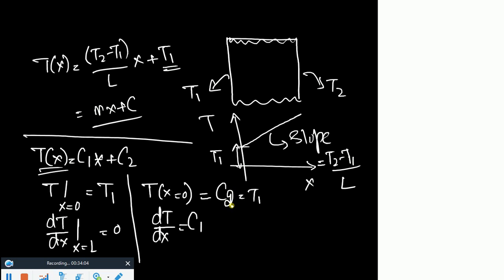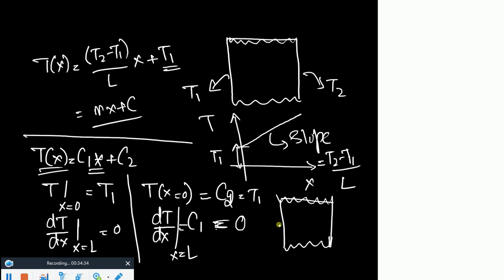Sorry, this would be C2. I'm sorry. Yes, this would be C2. So what would be the derivative of this side? dT by dx equals C1. So dT by dx at x equal to L would be C1. So what would be this quantity? At x equal to L, this is 0, right?